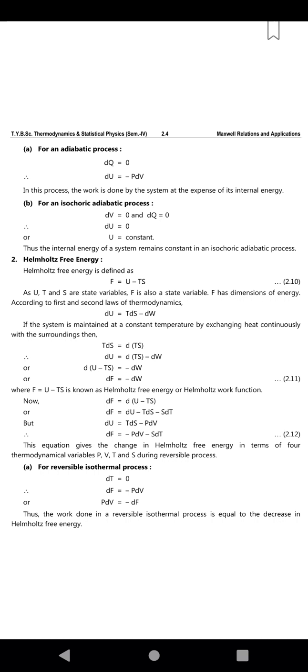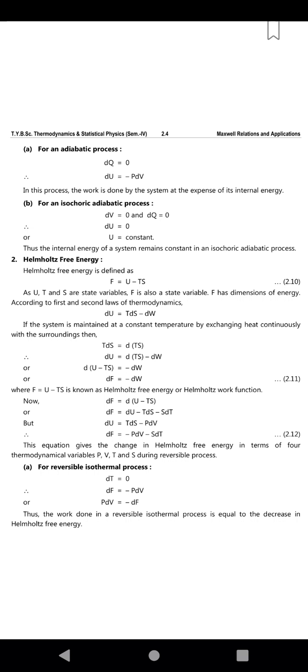Now याच्यामध्ये कंडिशन बघू for reversible isothermal process. Now suppose the process of changing one state to another state is an isothermal process, and we know that in the isothermal process temperature remains constant, therefore change in temperature should be equal to 0. Therefore above equation can be written as dF equal to minus PdV, therefore PdV equal to minus dF. Thus the work done in reversible isothermal process is equal to the decrease in Helmholtz free energy.